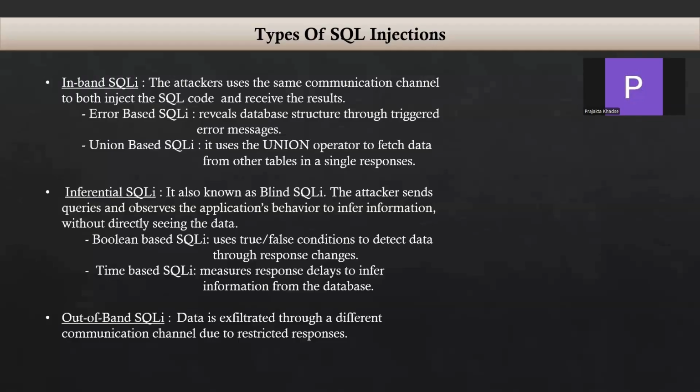Third is out of band SQL injection. This SQL injection type is one of the rare ones. When the website doesn't return the direct response, the attacker tricks the database into sending the data somewhere else, like their own server, as it is mentioned that data is exfiltrated through a different communication channel due to restricted responses. So each type is different, but all have one thing in common: they exploit poor input handling.